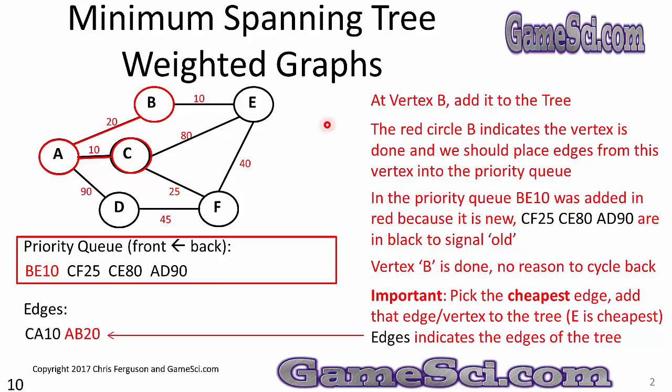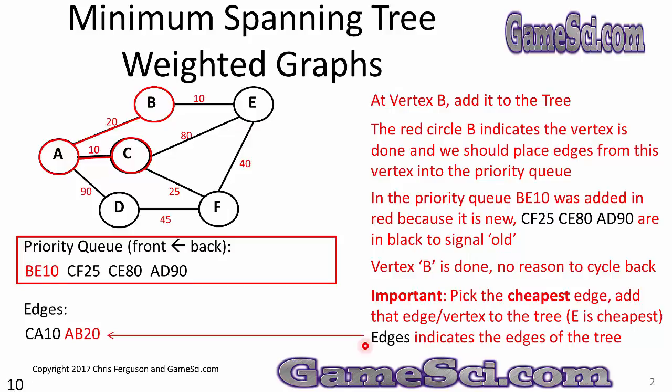Add vertex B. Let's add it to the tree. The red circle B indicates the vertex is done, and we should place edges from this vertex into the priority queue. In the priority queue, BE10 was added in red because it's new. CF25, CE80, AD90 are in black to signal they are older existing edges that were already in the priority queue. Vertex B is done. There's no reason to cycle back to B. It's important to pick the cheapest edge. Add that edge/vertex to the tree. E is the next cheapest edge we can take to add something that wasn't in the tree to the tree.